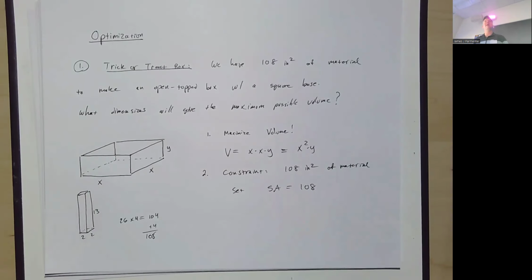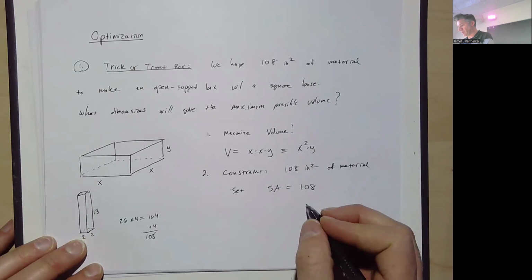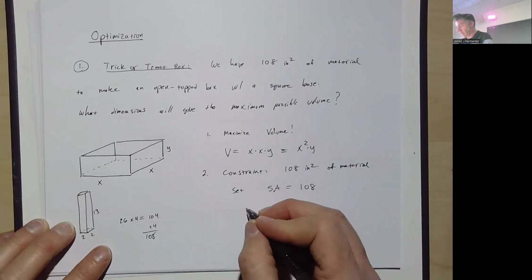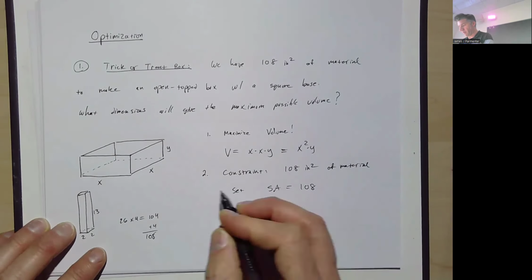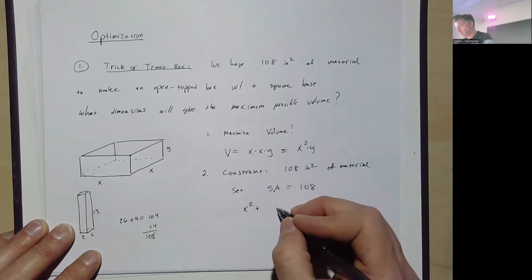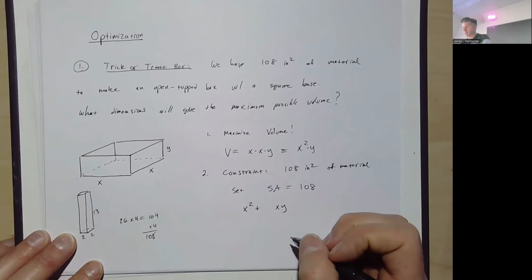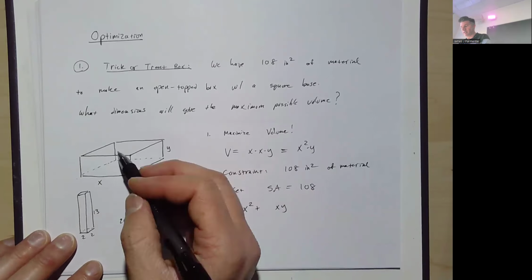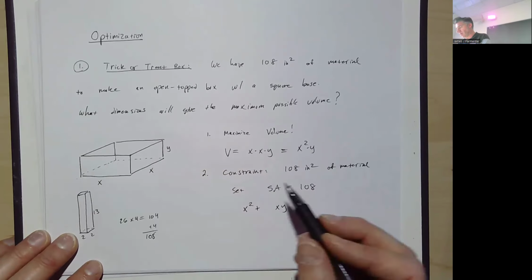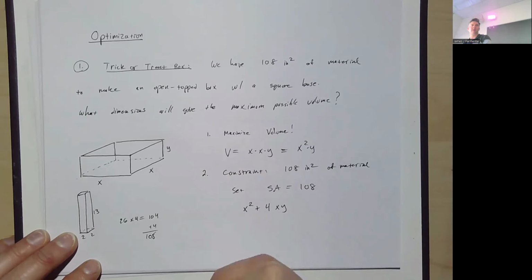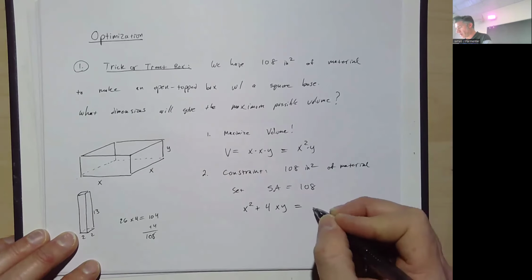This open topped box has 5 sides. They're all rectangles. One of them's a square, which is a rectangle. So our surface area equation: the bottom side has an area of x times x. The front side has an area of x times y, and so do the other 3 sides. The right side is x times y, the back side is x times y, the left side is x times y. So I really have 4 of those x times y sides. I'm going to set that equal to 108.